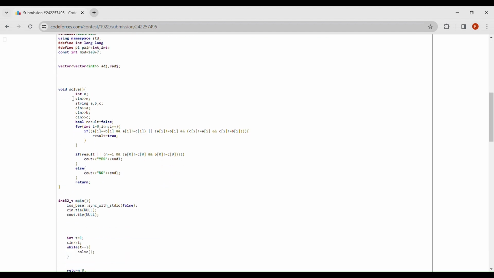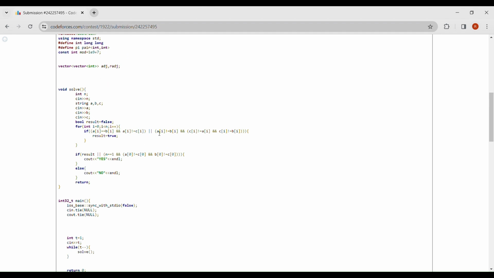So this is the input: the string size and the strings A, B, C. First condition: if any character in A and B is equal, then we can place that character in the template as a small letter. But the condition is that the character should not be equal to C. If anywhere in the string this condition holds, the template will exist. Again, if the template has a small A and in your string there is an A, then the condition will not hold.